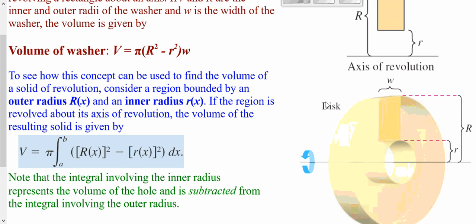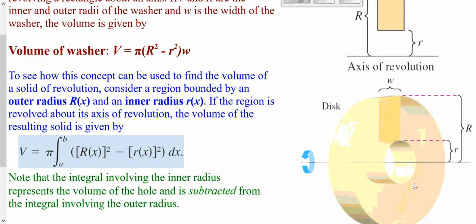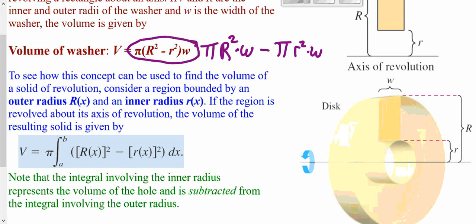Now, to find the volume of this whole washer, you would have to do the volume of the whole disk minus the volume of the hole. Well, for the most part, it would be pi times your big radius squared times your width, minus your hole, which would be pi times the inner radius squared times your width. So you could factor out the pi, and you could factor out the w, and then you get your volume of a washer being this.